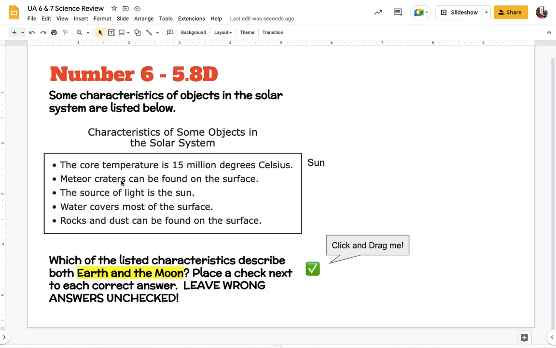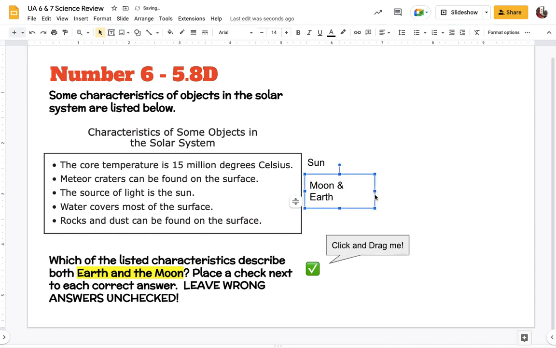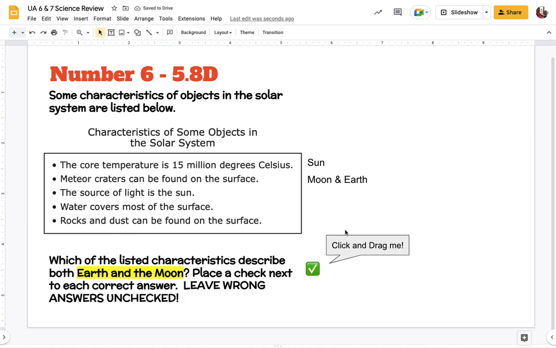Meteor craters can be found on the surface. Ooh, so when I think about that one, I think back to our science lab that we did that day at my back table where I sat with you guys. So we noticed the moon had a bunch of craters on it. However, the Earth also did, because when you think about it, while the craters don't hit the Earth quite as much, they still can hit us. It's just our atmosphere is very protective, and so it helps kind of keep them from hitting quite so hard. Okay, so that's both the moon and the Earth.